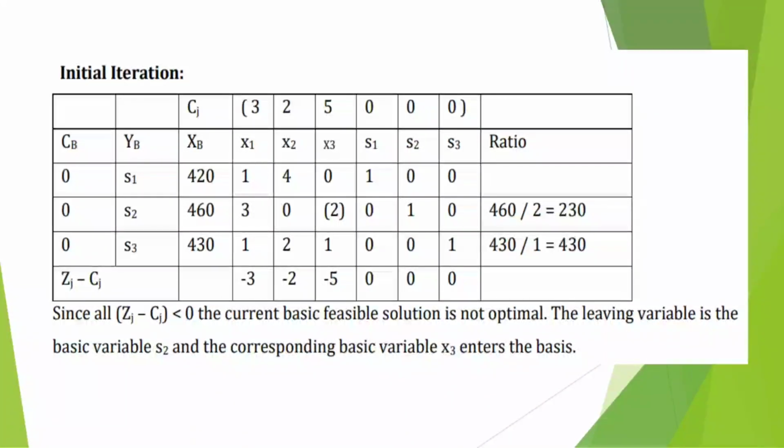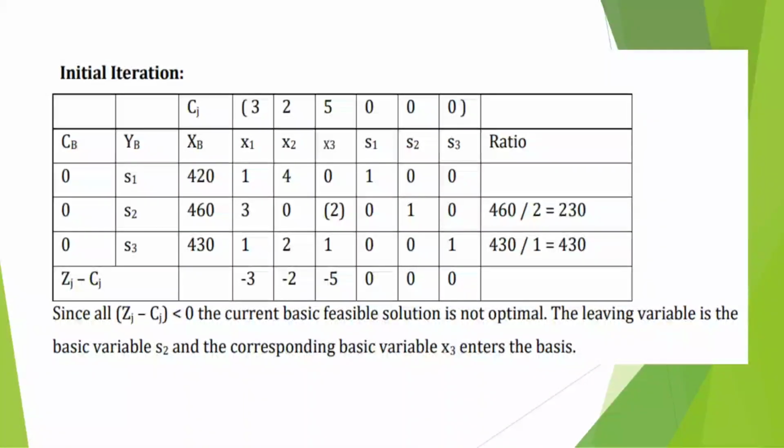XB means the constant values on the RHS of the constraints. The remaining is the interior matrix, that is 1, 4, 0, 1, 0, 0, the coefficients of the first constraint. Second constraint coefficients are 3, 0, 2, 0, 1, 0. Next constraint coefficients are 1, 2, 1, 0, 0, 1.